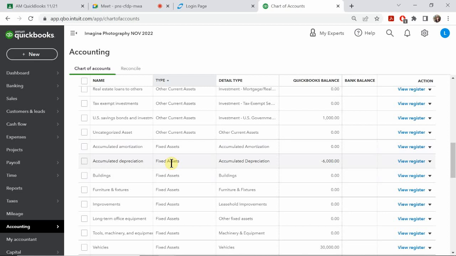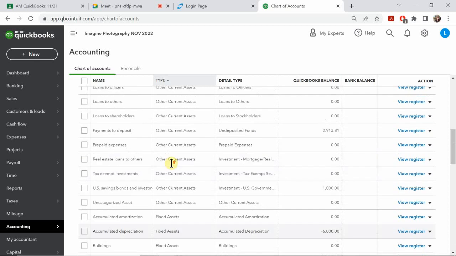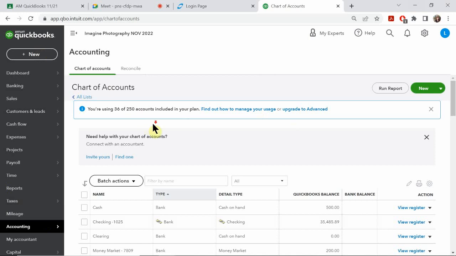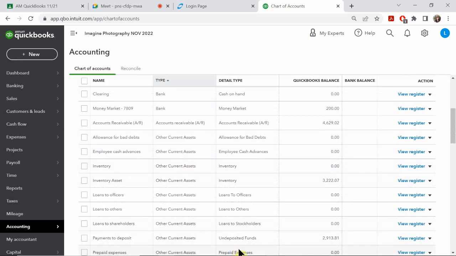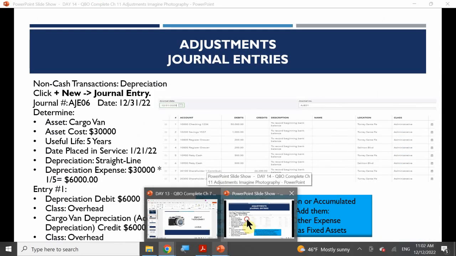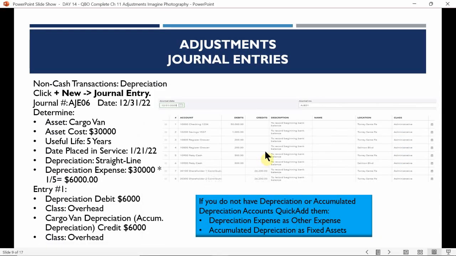If you run your trial balance here, it should show your fixed assets and the total depreciation. It should show you your book value for this. All right, so that's depreciation. Once again, that's just one of those examples that you have to do as an end of the year adjustment for having fixed assets.